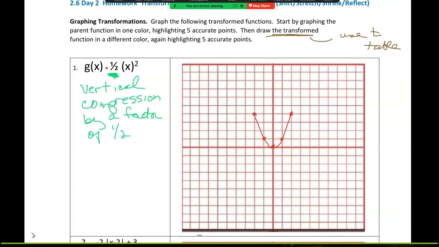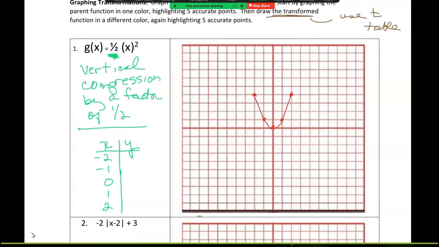Because you're doing a compression, I would pick exactly the same numbers that you pick for your parent function. So I'm going to start at -2, and then -1, and 0, and 1, and 2. I'm picking those because I know I'm just taking that function and squishing it down. I'm not moving it to the right or to the left, and therefore the x's I pick can be exactly the same. Now you're going to take the -2 and you're going to square it.